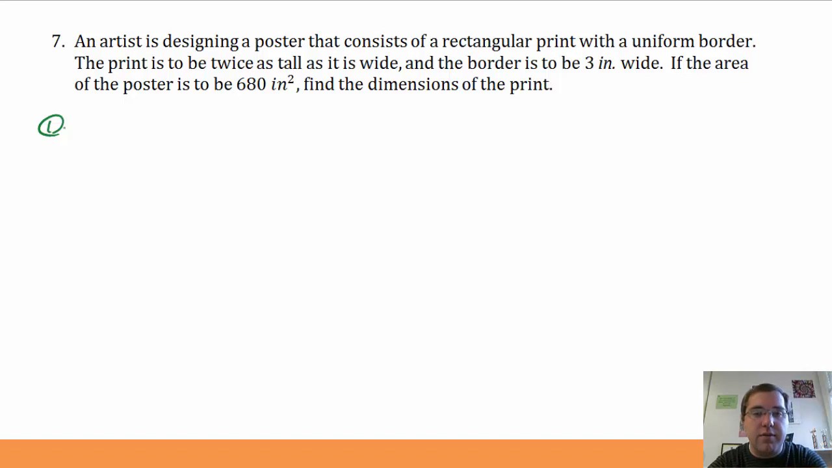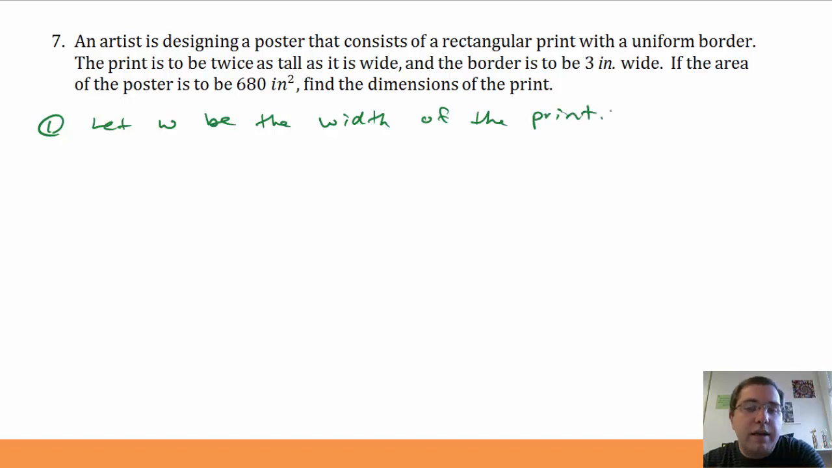Well, let's follow the 4 steps of the problem-solving process. Number 1, let's define a variable, and I think we can do it with just one variable here. Let's let W be the width of the print. Why do I not need to let L be the length of the print? Because we can actually write the length in terms of the width. If W is the width, that means since the print is to be twice as tall as it is wide, 2W is the length.